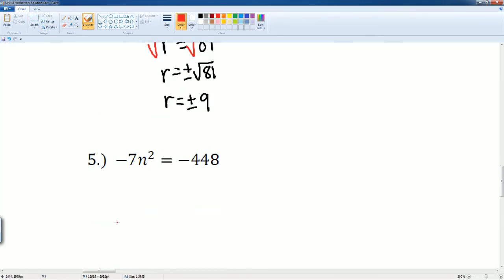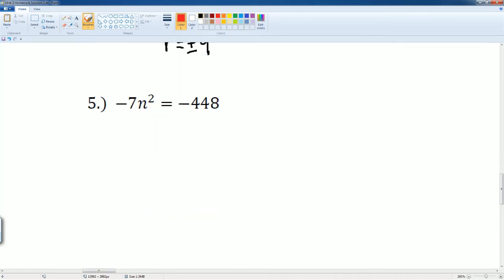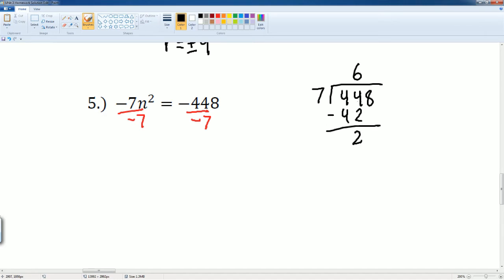Okay, let's look at number 5. I'm going to divide this by -7. I don't know how to do that in my head, so let's do the long division. 448 divided by 7: let's try 6. 6 times 7 is 42. Leaving you with, bring down the 4, 44 minus 42 is 2. Bring down the 8. This is 4, and 4 times 7 is 28. Perfect, good. So we have n squared equals 64. There's no shame in doing the long division.